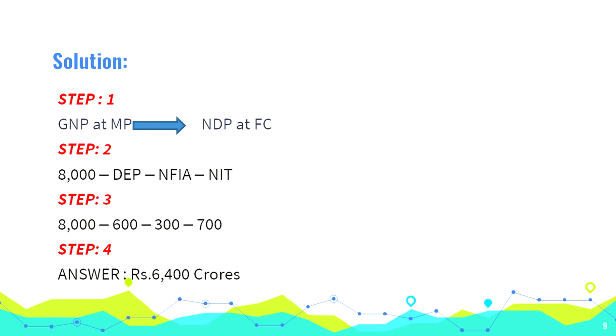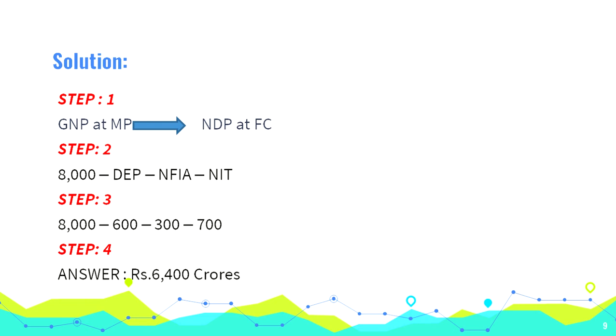Now students, in the class 12 board exam, marks are allotted for every step that you write. So follow the steps. The first step is that we have the value of GNP at MP, that you have to write first. From that aggregate, we have to calculate NDP at FC. Remember, always write the value of the aggregate that you have in the question first. From that, whatever is asked, you will write second.